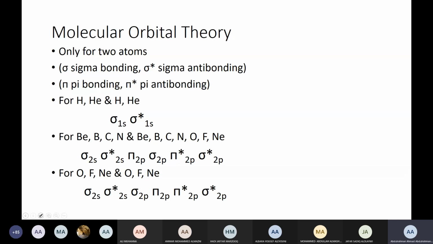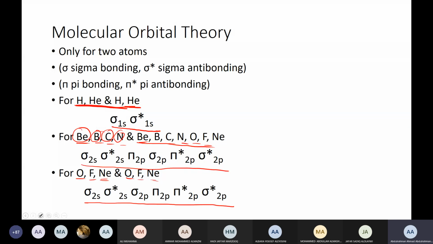This is for hydrogen. If you have two atoms of hydrogen and helium only, then you should use this one. If you have Be, B, C with anything else, then you should have this order. If you have only O, F, and Ne, then you will have this order.